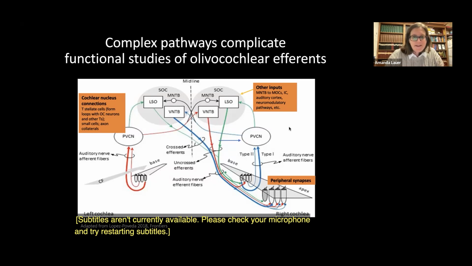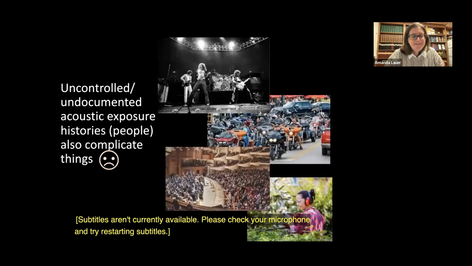So it becomes kind of complicated, even if we assume that once the system is developed and in place, it's static. But of course, we know nothing in the nervous system is ever truly static. And it's most likely highly influenced by an individual's acoustic exposure history or their acoustic experience history. Unfortunately, as we all know, people are very, very uncontrolled in this respect. And some people are exposed to very loud sounds.